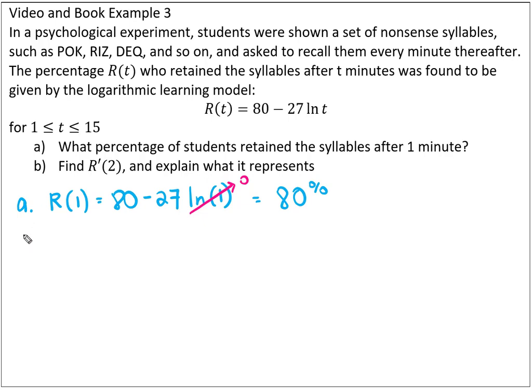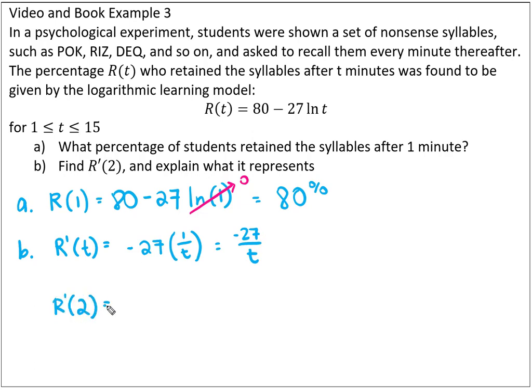And then part B asks us to find R prime of 2. So first we need to find R prime of t. And trying to find the derivative of that, the derivative of 80 is 0. And then we're going to do the constant multiplier. So you have minus 27. And then the derivative of natural log of t is 1 over t. And so you end up with negative 27 over t. Now if we're asked to find R prime of 2, you're just going to plug 2 into that. So you get negative 27 over 2.